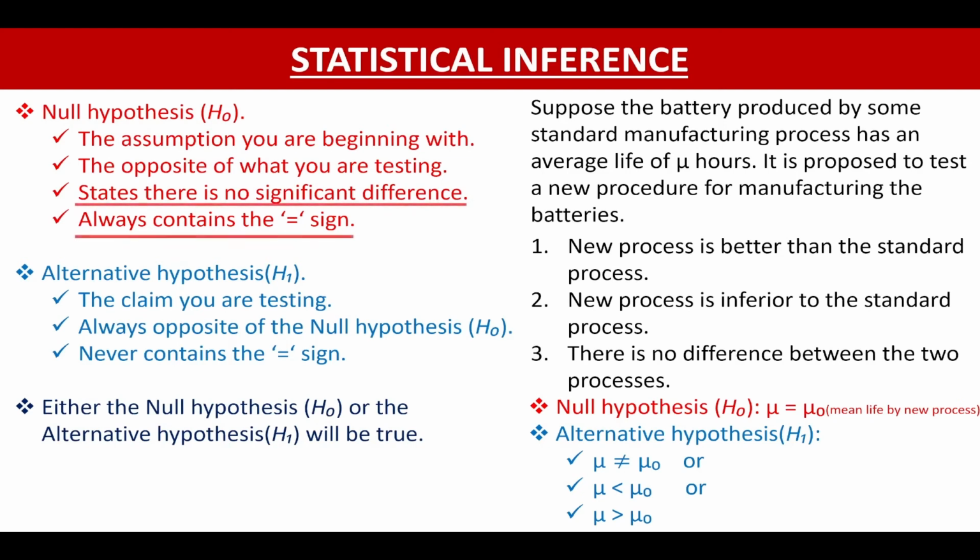This is the null hypothesis, and our alternative hypothesis will be opposite of this. So it will be that mu is not equal to mu 0, that is the mean life of the battery produced by the standard process is not equal to the mean life of battery produced by the new process.